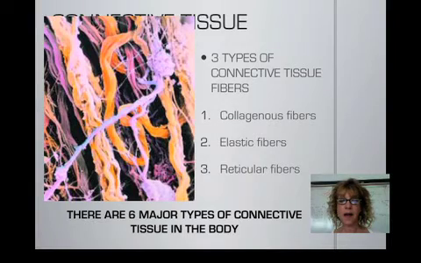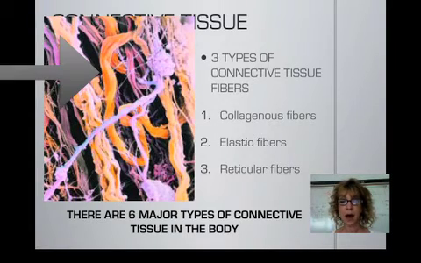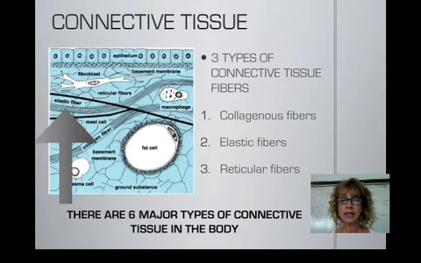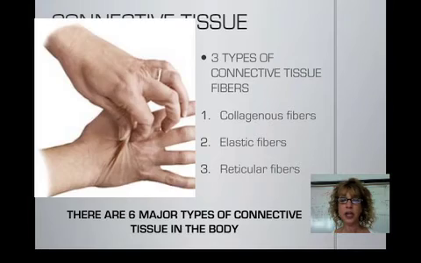A second type of fiber found in connective tissue is elastic fibers. These are long threads made of elastin, which is a stretchy protein. These elastic fibers are rubbery, and they complement the non-elastic collagen fibers. So when you pull your skin away or pinch it, it bounces back very quickly.